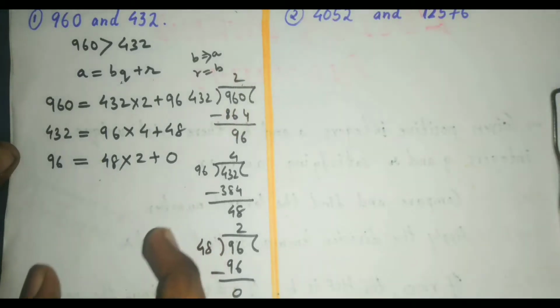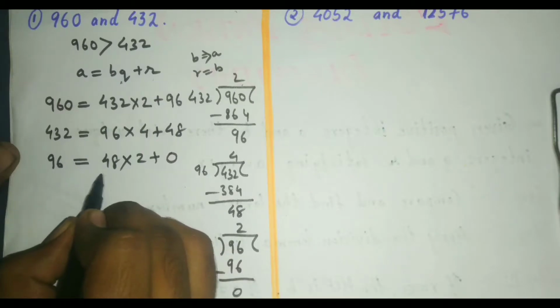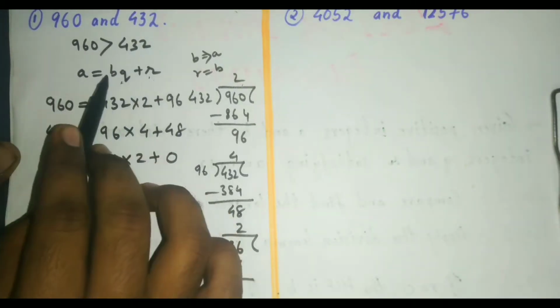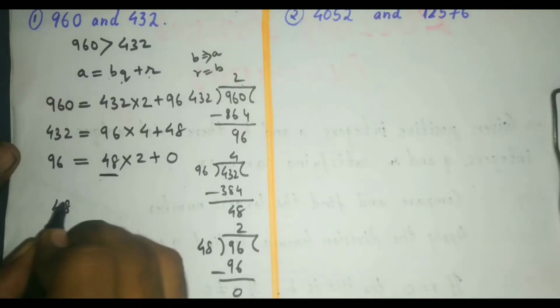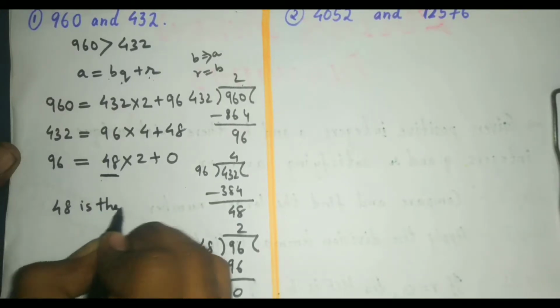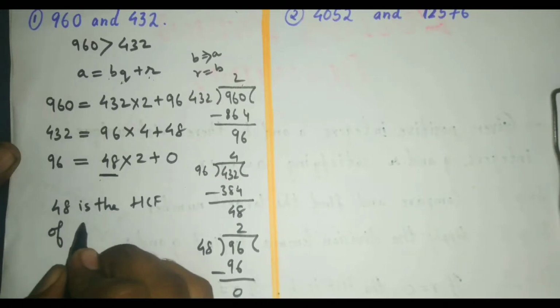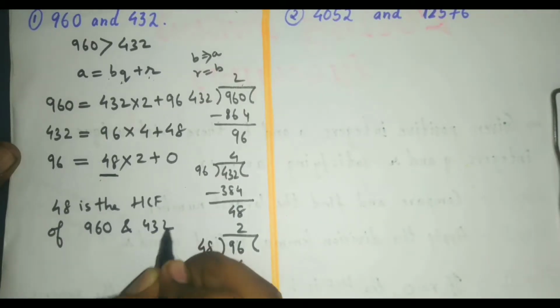Now what will be the HCF? It will be B. Fine. A equal to BQ plus R, right? When R becomes 0, B will be the HCF. So R becomes 0 here and B will be the HCF. That means 48 will be the HCF of what? We can say 960 and 432.